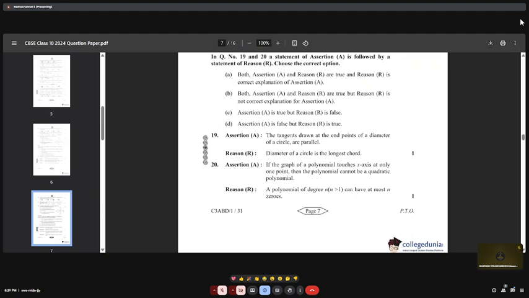The graph of a polynomial touches the x-axis at only one point, then the polynomial cannot be a quadratic polynomial. That is not true, because we just now drew a polynomial which touches the x-axis at only one point. The discriminant is 0, we just now saw that. So what about the reason? A polynomial of degree n can have at most n zeros. Is that true?